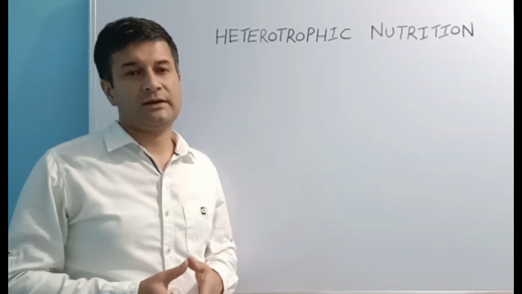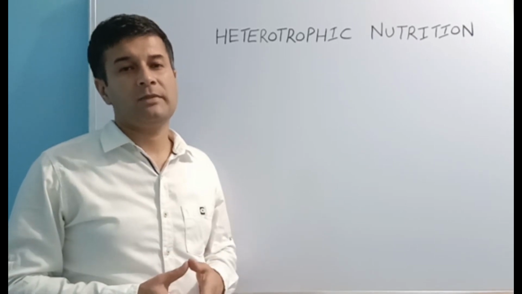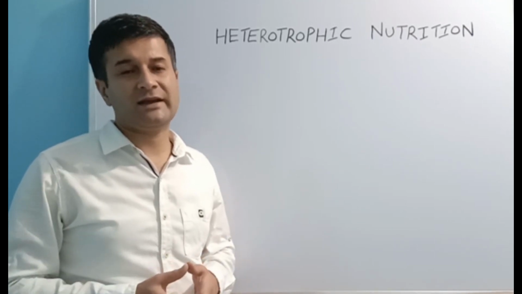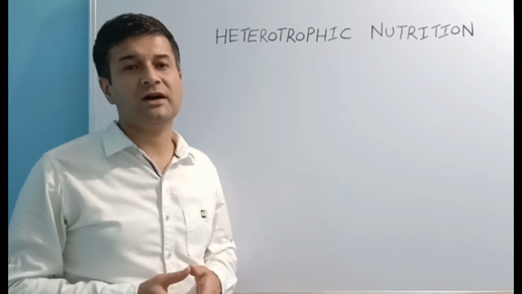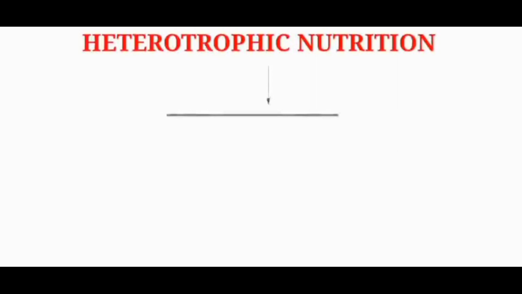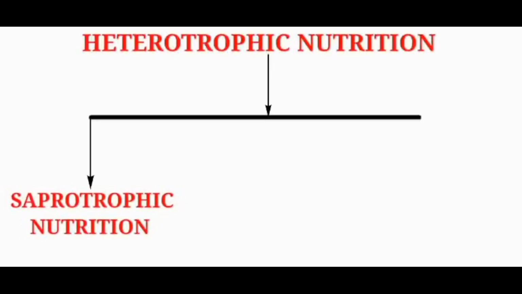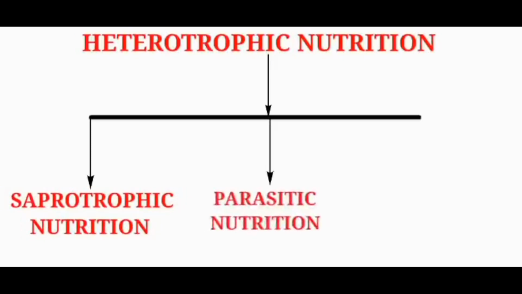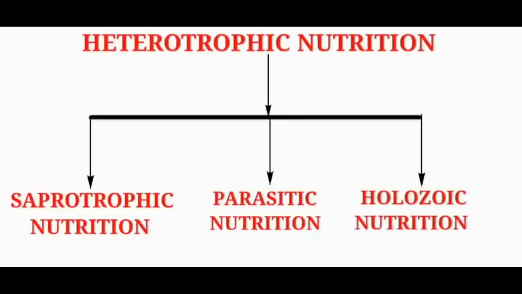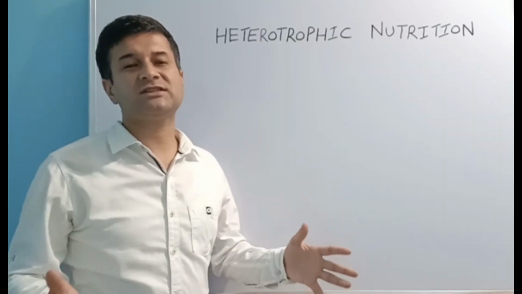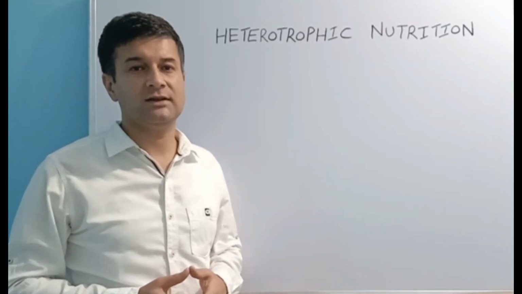Organisms which cannot make their food by utilizing inorganic materials like carbon dioxide and water from the environment are known as heterotrophs. There are basically three types of heterotrophic nutrition. They are saprotrophic nutrition, parasitic nutrition and holozoic nutrition. Now let us discuss them in detail.